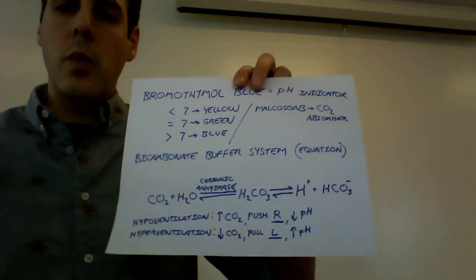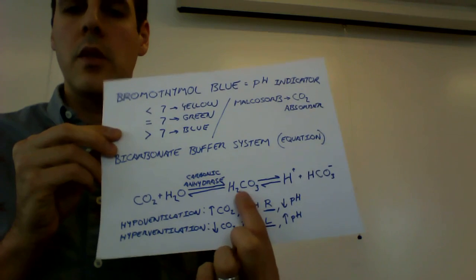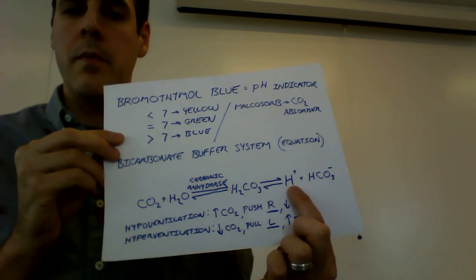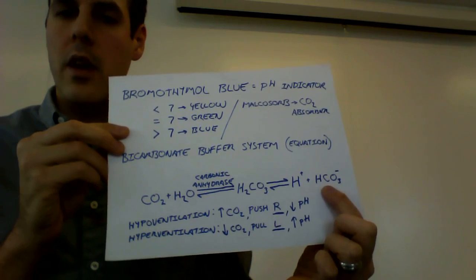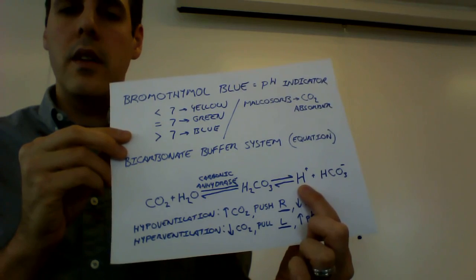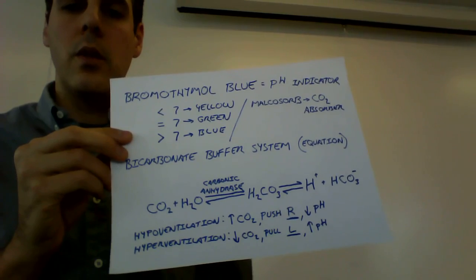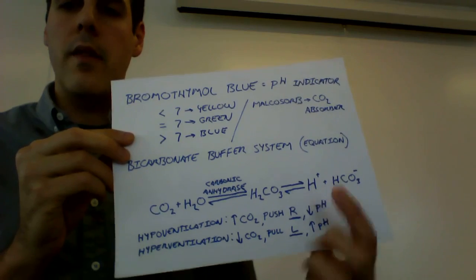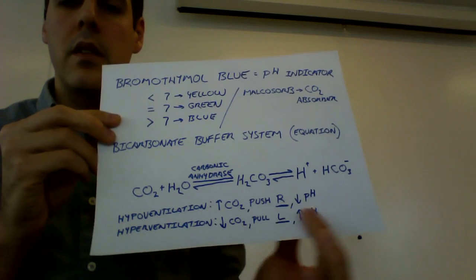That carbonic acid is a weak acid, so it's going to partially dissociate, which means some of it stays in this form, and some of it dissociates into a hydrogen ion and its conjugate base. The conjugate base here is bicarbonate. The hydrogen ion is what gives us our pH. pH is the inverse log of hydrogen ion concentration, so the more hydrogen ion we have, the lower the pH is going to be. And we'll explain these in a little bit.